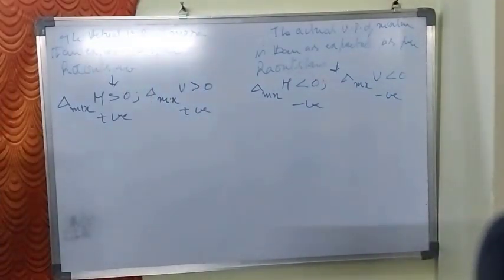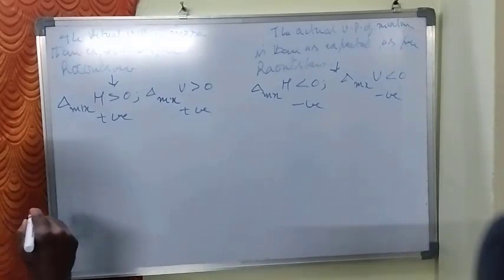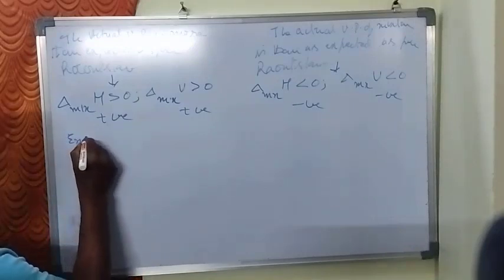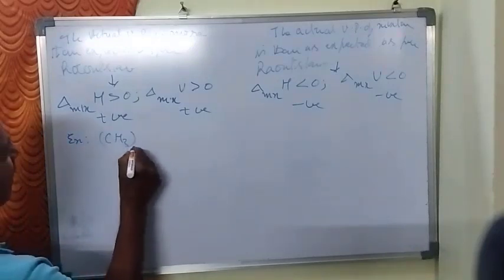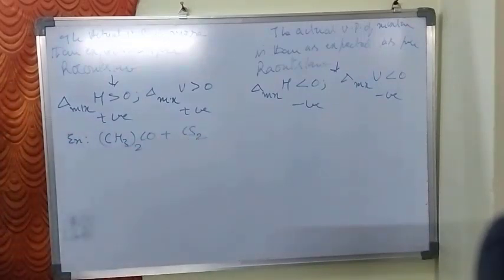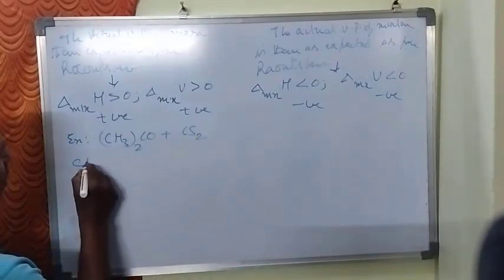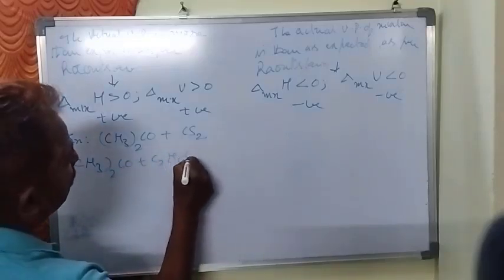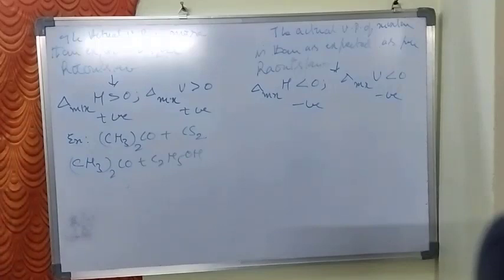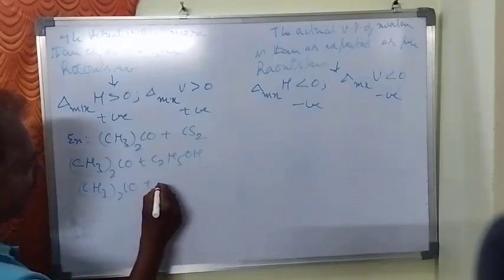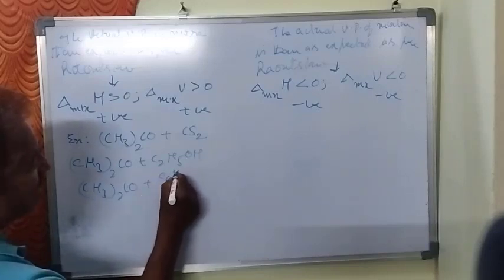Right. Now let us see some examples of these different types of non-ideal solutions showing positive and negative deviations. So examples: acetone plus carbon disulfide, CH3COCH3 plus CS2; acetone and ethyl alcohol, CH3COCH3 plus C2H5OH; and acetone plus benzene, C6H6.